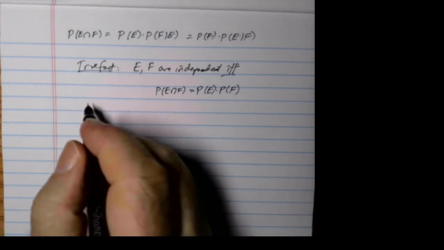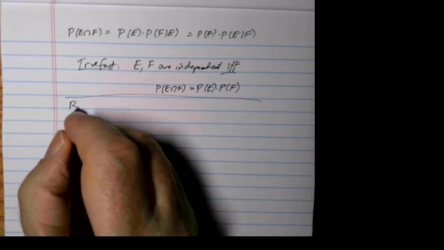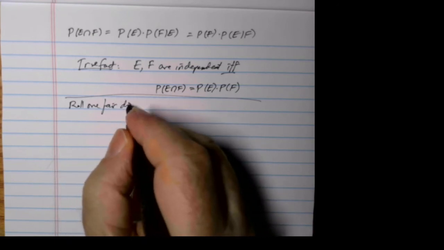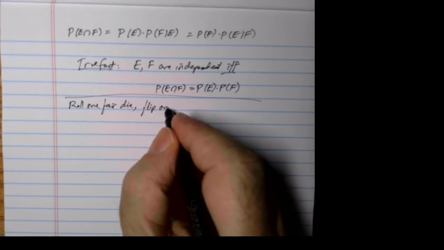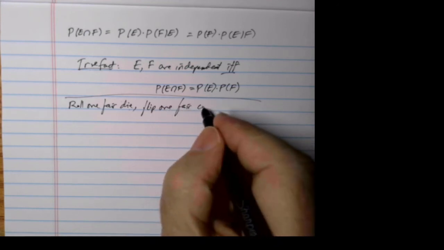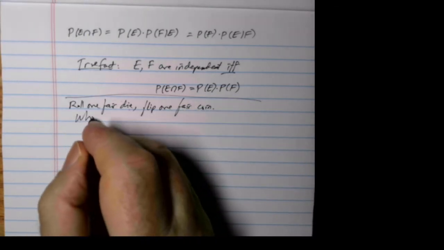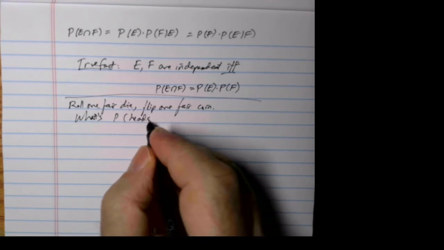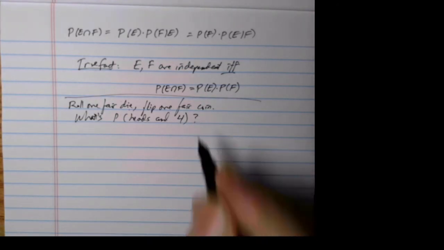Okay, let's do a simple example with that. So let's suppose that we roll one fair die, and that'll be a six-sided die, of course, and flip one fair coin. And what's the probability of getting heads and a 4? So heads on the coin, 4 on the die.